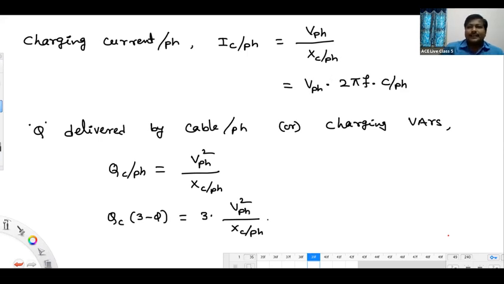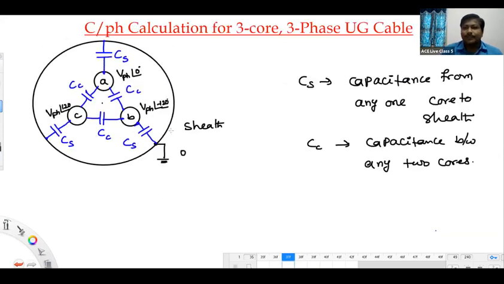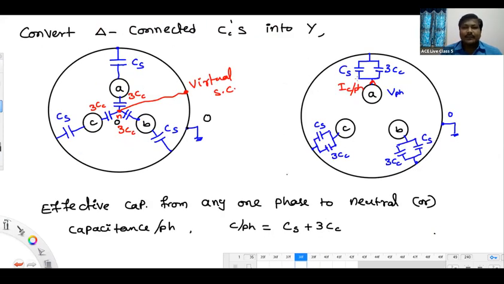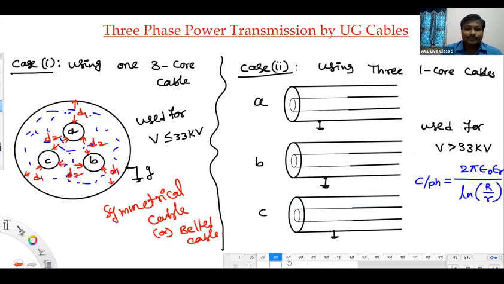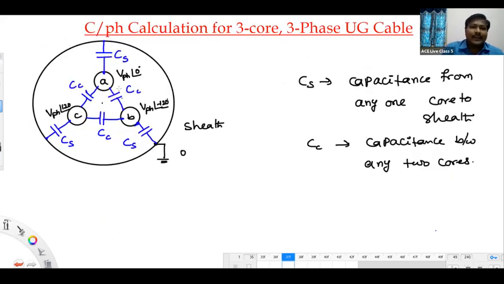So yesterday we were discussing the capacitance calculation of the 3-core cable. Now the C per phase, if you check the capacitance per phase value, that's coming as CS plus 3CC. Now our attempt is to find the values of CS and CC by conducting some experiments.